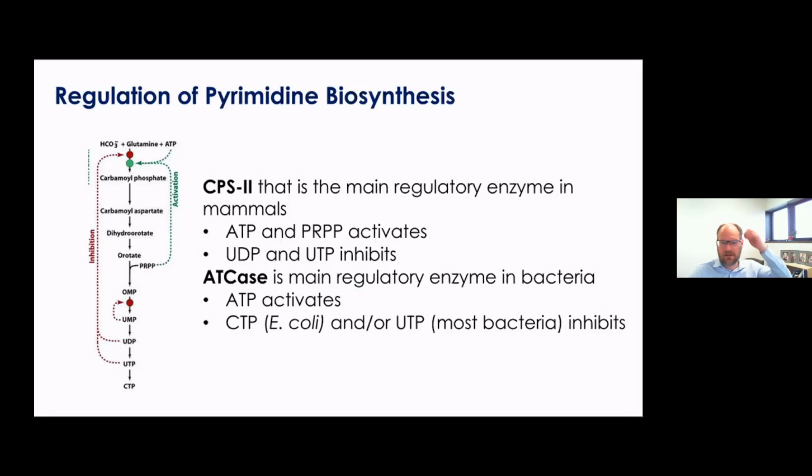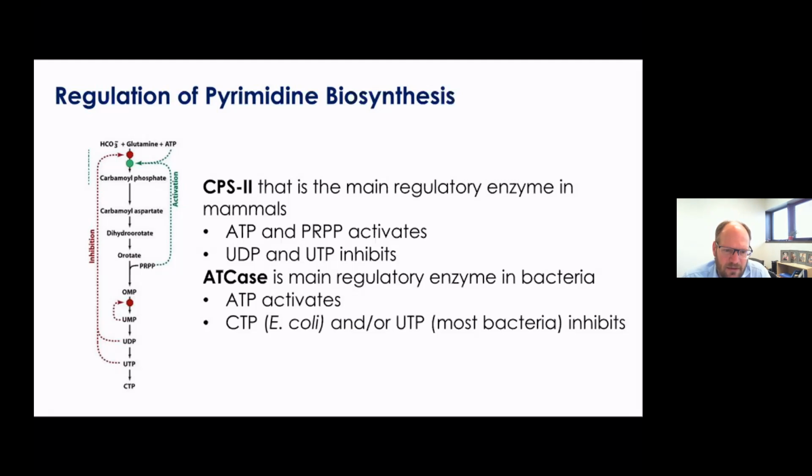So PRPP is an activated phosphate, a phosphoribosyl pyrophosphate. It's got two phosphates on it. That's the one that allows you to continue putting the sugar onto the bases. And then there's some feedback inhibition by UMP in this transition from OMP to UMP. And anyway, that's how the overall pathway is regulated.